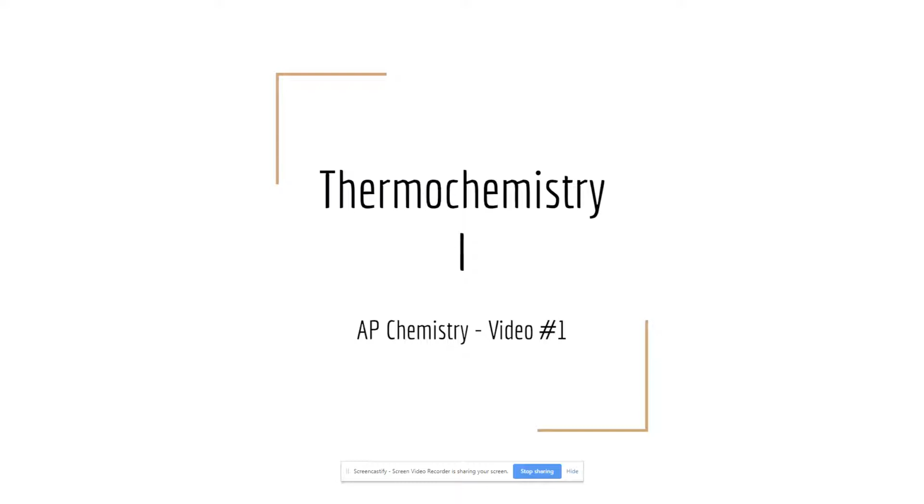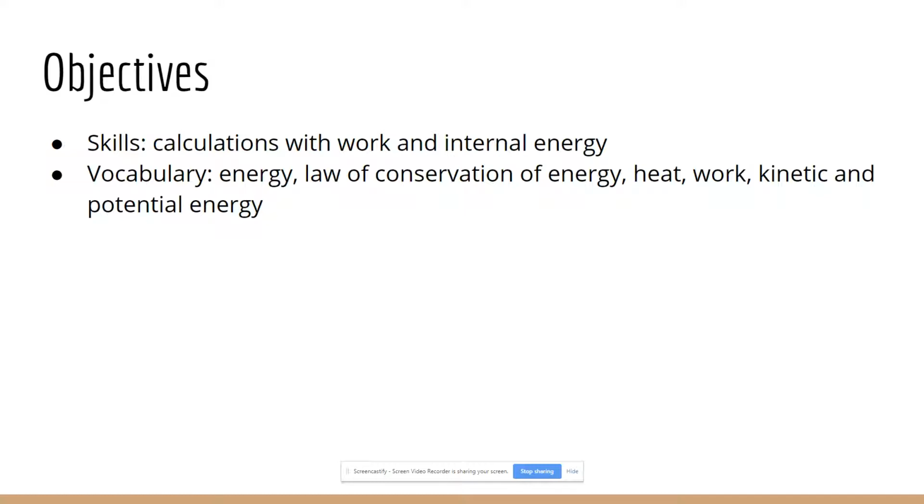Those of you who took Chemistry 10HH during the 2017-2018 school year have actually already learned this material, but those of you who took it in the 18-19 school year have not. We have two sets of objectives pretty much for every video this year. You'll see the objectives look a little bit different. As far as skills, you're going to be working on calculations with work and internal energy. And then we have a number of vocabulary terms that relate to energy, heat, work, and all these sorts of things that you may or may not have seen in past science classes.